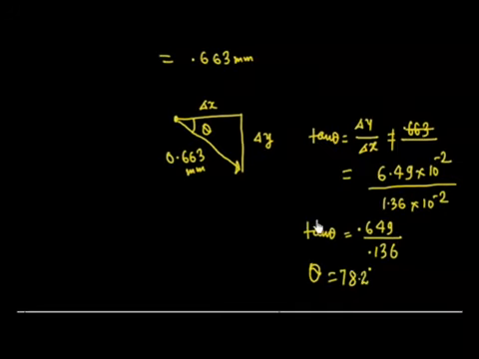So let me rub this one. Okay, so now you see what is happening. You have this elbow initially here. Now it has deflected by a length of 0.663 mm at an angle of 78.2 degrees.